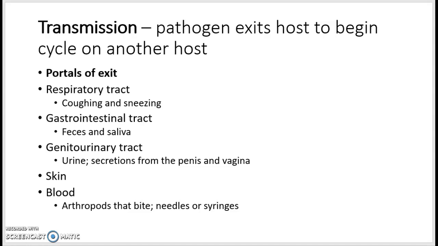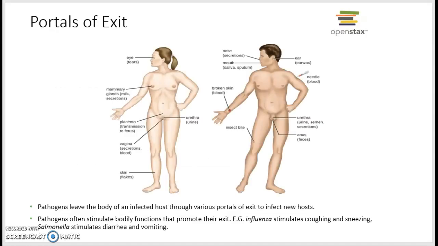During transmission, the pathogen exits the host and begins the stages of pathogenesis in another. Portals of exit include the respiratory tract, the genitourinary tract, and the gastrointestinal tract, as well as skin and blood. Many pathogens exit the host via the same portal that they entered. This figure shows some of those portals of exit. Note that many of these portals excrete fluids from the body. Different pathogens adapt to dissolve themselves in those fluids and come into contact with new hosts.